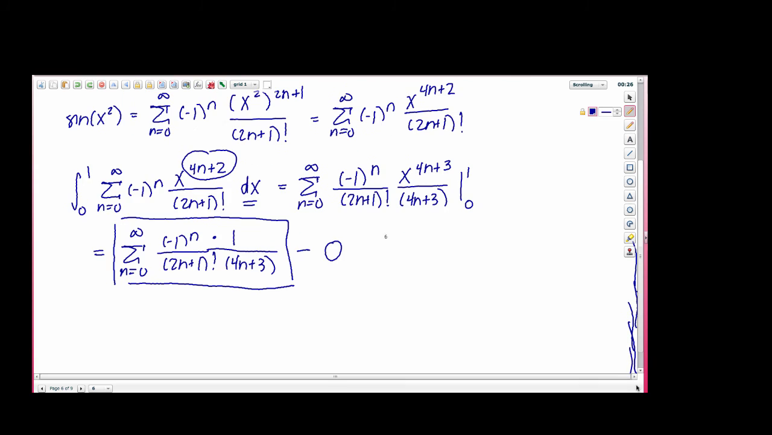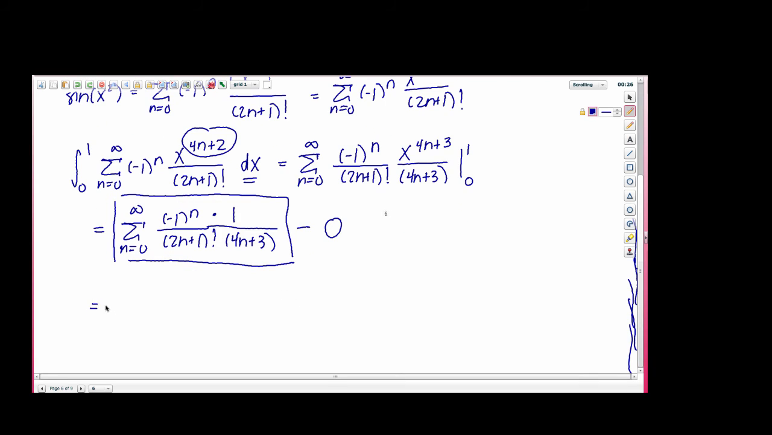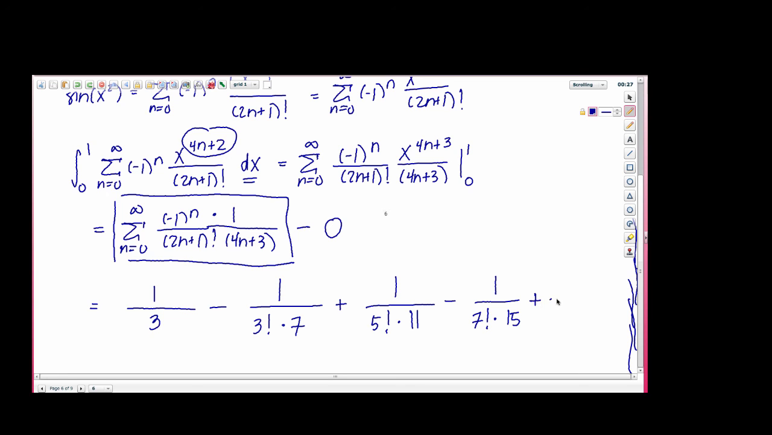And now if you wanted a numerical approximation for this, you would simply say, okay, when n is 0, we get a 1 on top, 1 factorial times 3, so just 1 over 3. When n is 1, we get minus 1 over 3 factorial times 7. When n is 2, we get plus 1 over 5 factorial times 2 times 4 is 8 plus 3 is 11. When n is 3, we get minus 1 over 7 factorial times 12 plus 3 is 15, etc. And this goes on and on.